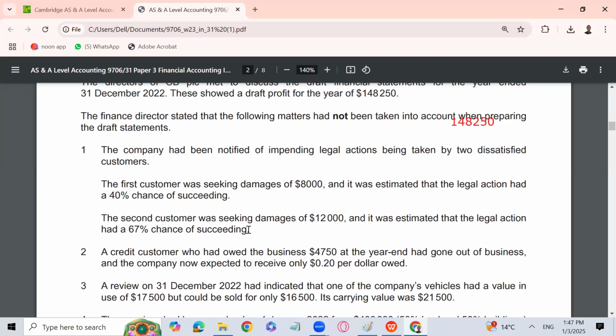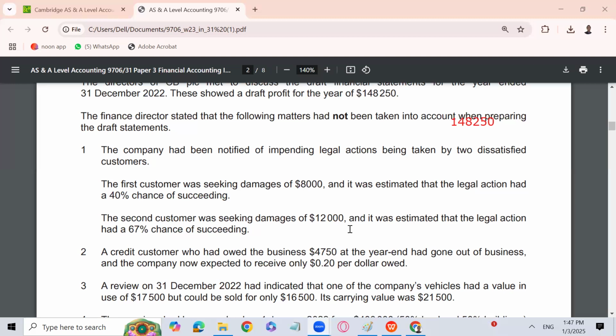Second customer, 12,000 damages are there, and it was estimated that the legal action had a 67% chance of succeeding. So 67% chance of succeeding means that it is more than 50%. So we will record it as a provision. Provision is a liability for uncertain time and amount. It is probable that we have to make this payment in the future, and the amount is also estimated reliably. So we will record it as a provision.